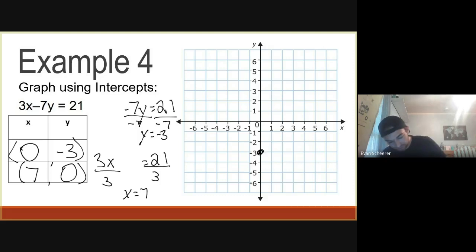So 0, comma, negative 3 is your y-intercept. Your x-intercept is 7, comma, 0. Make that look a little better. 7, comma, 0 doesn't quite fit, but kind of does. So we're going to put it right there. And now I'm going to create my straight line. And we are done. I have graphed using the x-intercept and the y-intercept.